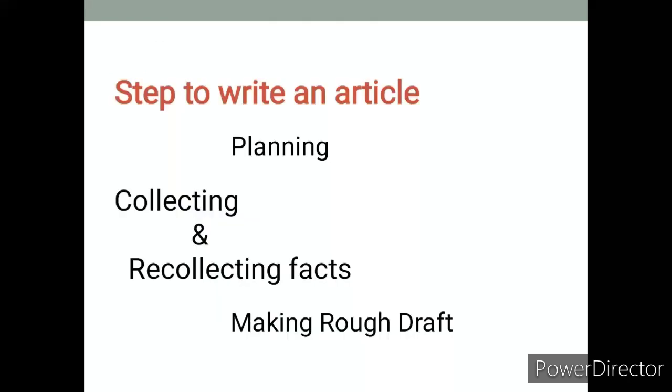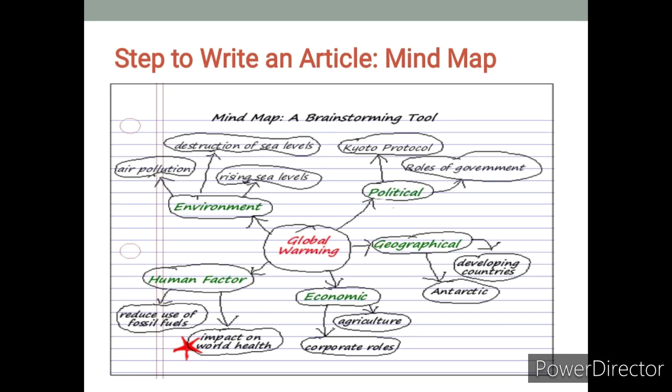Steps to write an article. Never start any writing without planning, let it be a story, an essay or an article. The first thing to do is make a rough draft. For that, I'd strongly recommend you have a mind mapping strategy. You can see here, write all the relevant points to the topic and then jot down your main points, and thus, putting them in a sequence, you can elaborate them into an article.